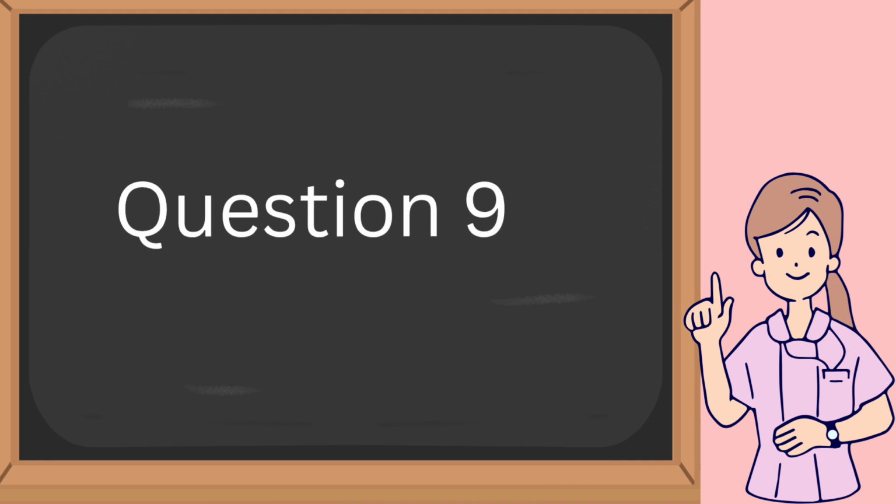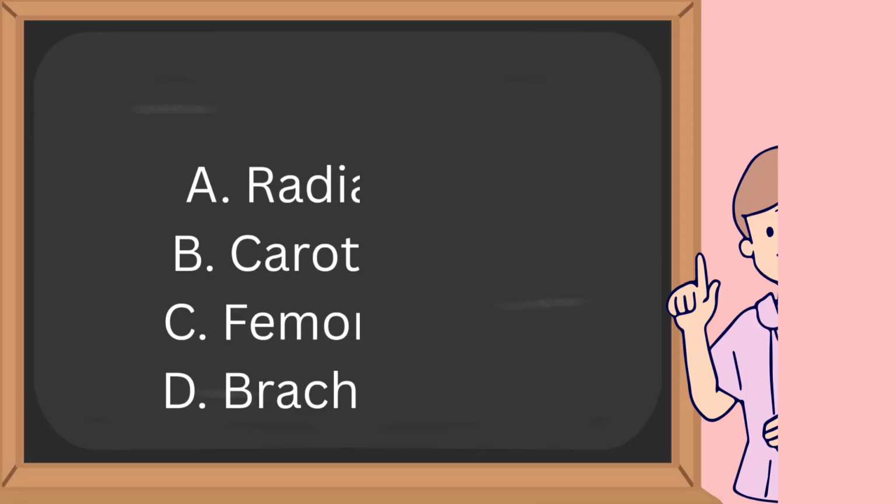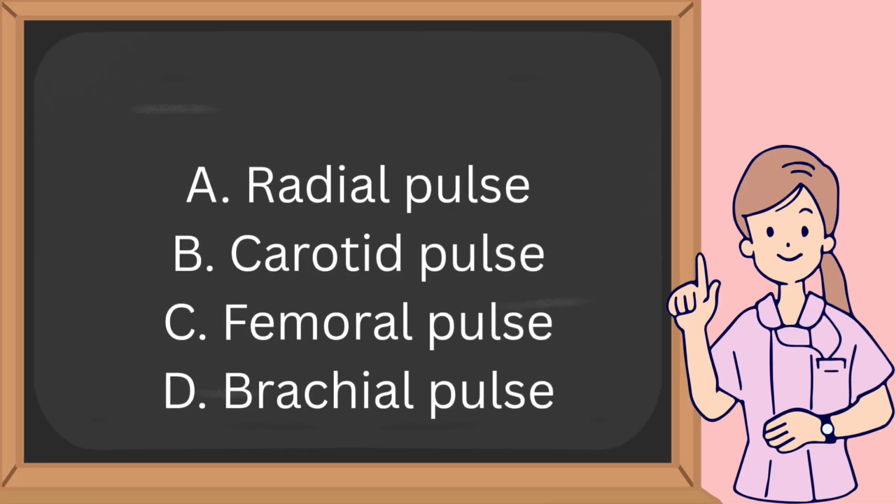Question 9. Which pulse is checked in an infant to assess the need for CPR? A. Radial pulse. B. Carotid pulse. C. Femoral pulse. D. Brachial pulse.